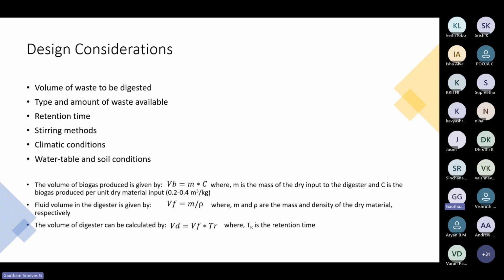How can you do that? You have the fluid volume times the retention time. So that is the volume of the digester. The retention time may be about 40 days, 50 days, whatever it is. So calculate the fluid volume in the digester times the retention time, and you'll get the total volume of the digester.